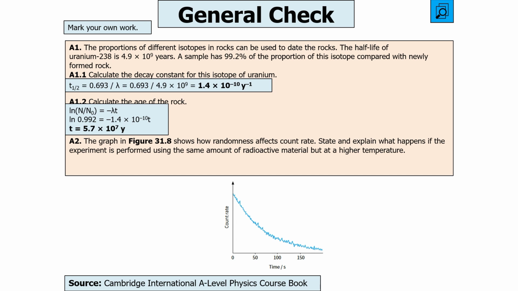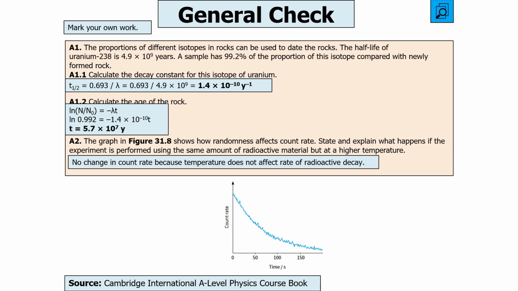So we can rearrange that and say log N over N0 equals minus lambda t. So therefore we can work through t with all the values. Remember, 99.2% means N over N0 is 0.992. So therefore time is equal to 5.7 times 10 to the 7 years.